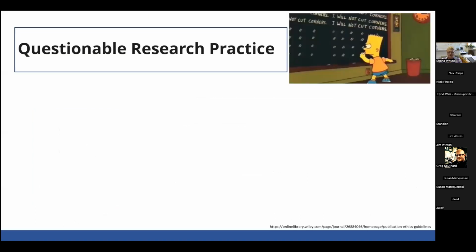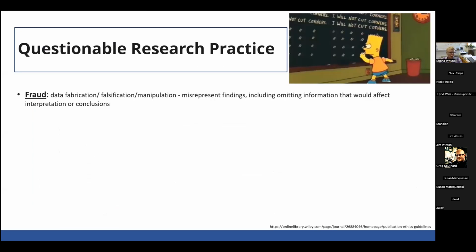So questionable scientific practices, research practices, what would those encompass? So I've already spoken about fraud. That would be data fabrication, falsification of data, manipulation of data for the purposes of misrepresenting the findings. And that could include also omitting information that would affect or interpret the conclusion. So basically cherry picking data that an individual would put into a publication for a specific gain.